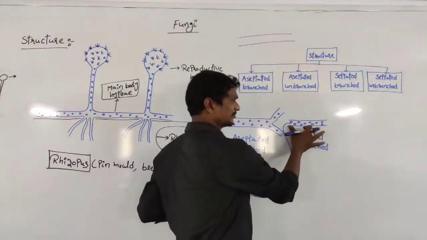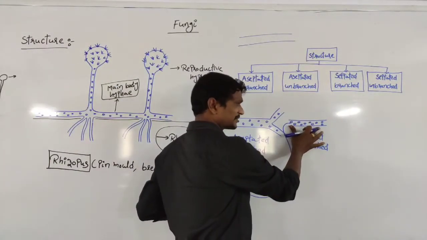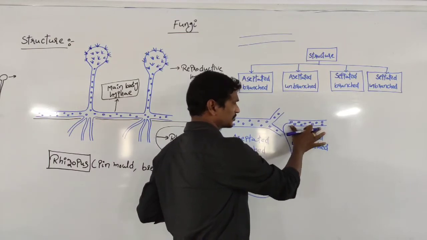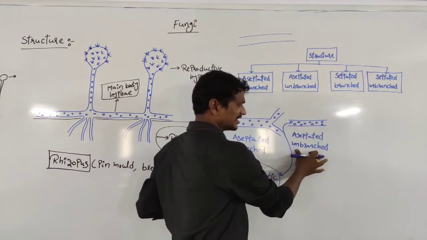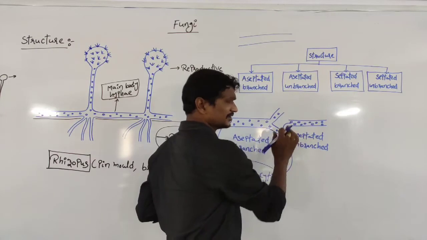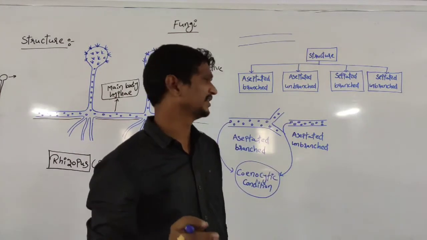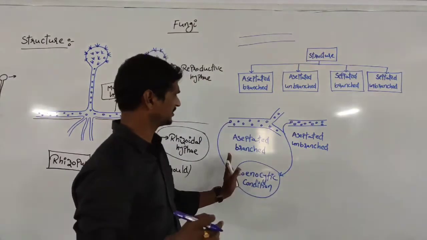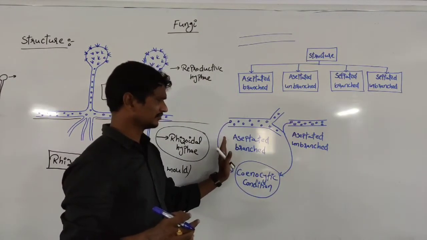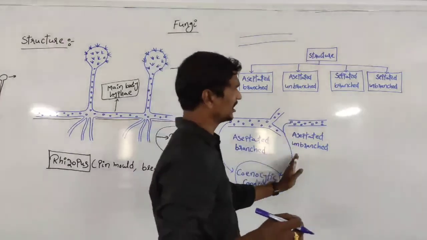Remember, within that mycelium the septa are absent and branches are absent. So this one is called aseptate and unbranched. And here the coenocytic condition is maintained, right? So that is about the aseptate branched and aseptate unbranched.